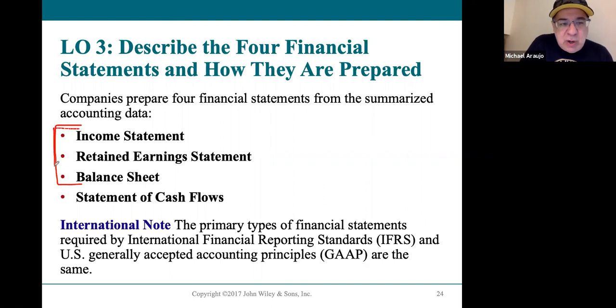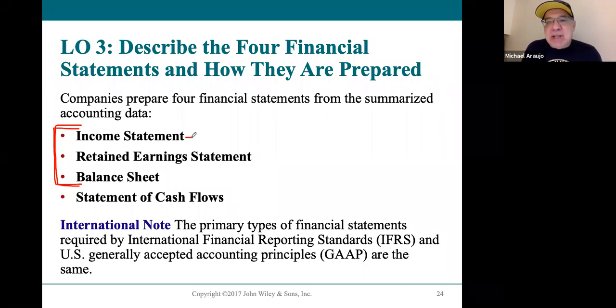So the first one is the income statement. The income statement is the only statement that tells owners whether they actually had a profit or a loss for a period of time, okay? And that's important to know. The income statement measures a period of time. The shortest period of time it'll measure is a month. The longest period of time it'll measure is 12 months or a year.